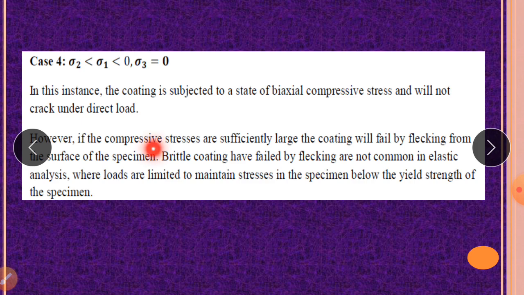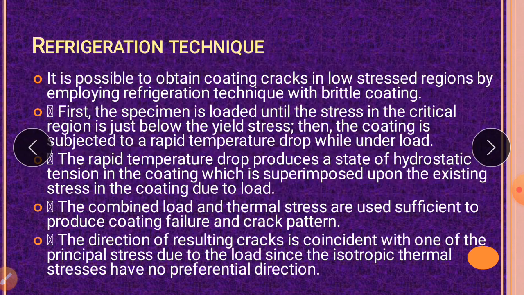However, if the compressive stress is sufficiently large, the coating will fail by flecking from the surface of the specimen. Means what happens? It will lose its bonding property and it will fleck. So by that the coating is going to fail. Brittle coating failures by flecking are not common in elastic analysis, where loads are limited to maintain stresses in the specimen below the yield stress of the specimen. Means if it crosses the yield stress, then only the flecking is going to appear.